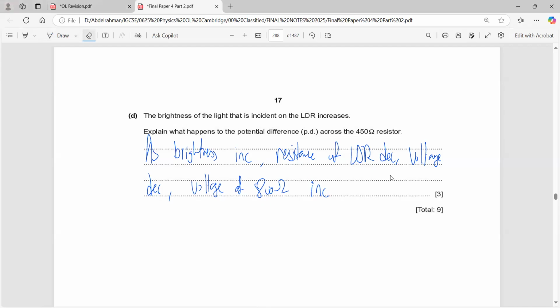He's not asking about the 800. He's asking about the 450 ohm resistor. So the voltage on the 450 ohm resistor actually decreases. The voltage across it decreases, because they are parallel. He's not asking about the 800 ohm resistor.